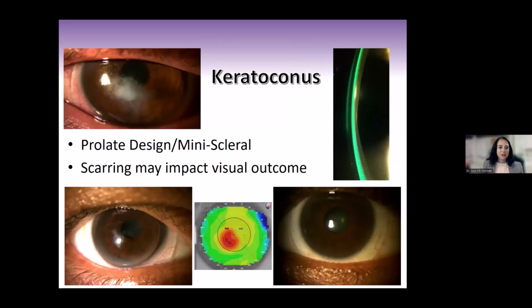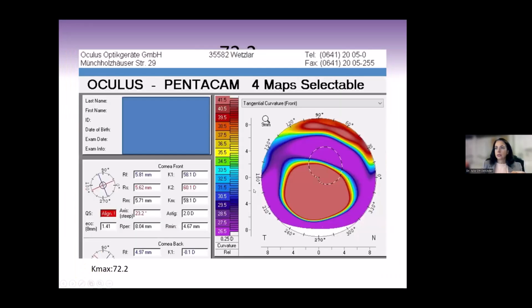I think most people fitting scleral lenses are fitting them for keratoconus. It should be pretty obvious you're going to use a prolate design here. I like to use a mini scleral. Remember, if you have a scar like this one right here, this might impact your visual outcome. But if you have a lovely central steepening like that, it's pretty straightforward to do a prolate design.